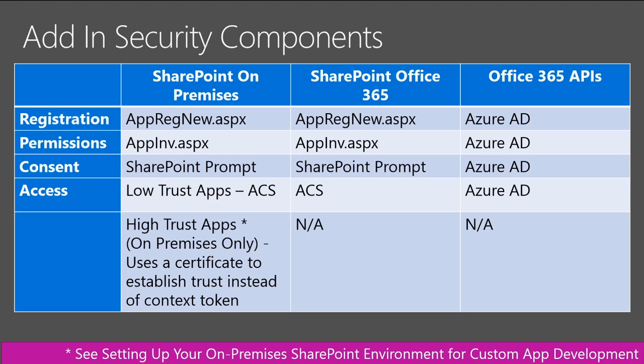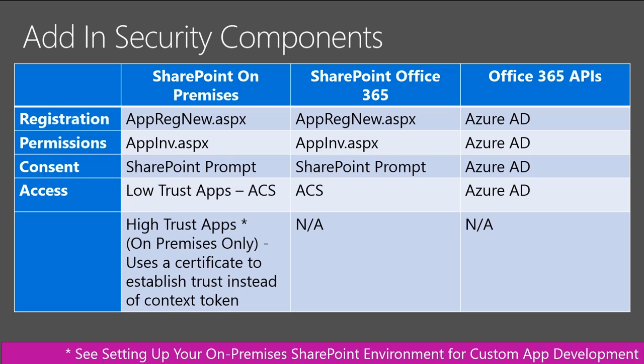And then for ongoing access, if you're on premises, low trust, you're going to create a connection with your farm to Office 365 ACS, because that's what's used to validate the tokens. That's the third party that's actually in that relationship. You can also do high trust applications, which use a certificate. So the certificate is what's going to be used to sign the tokens to make sure that you are you. Right? That's really what that's for on the signature side.